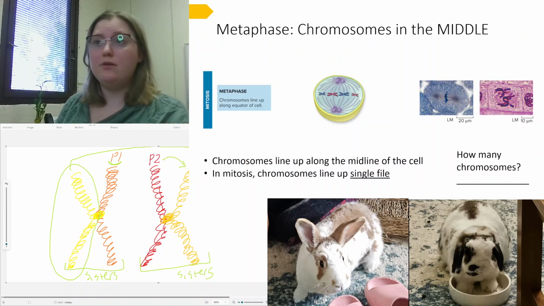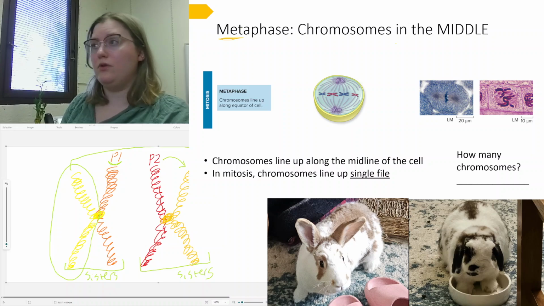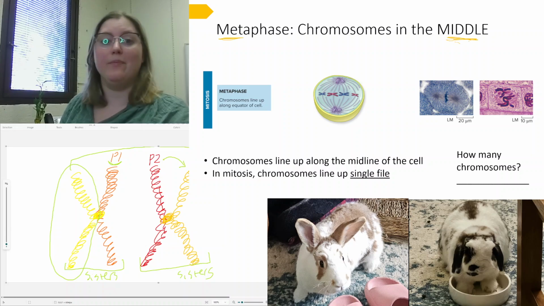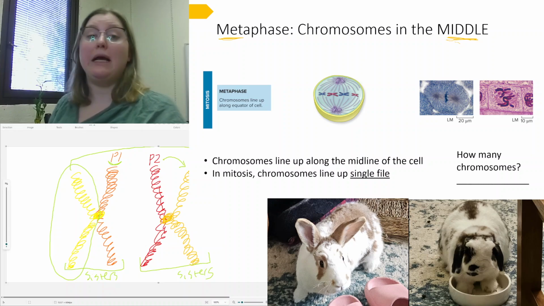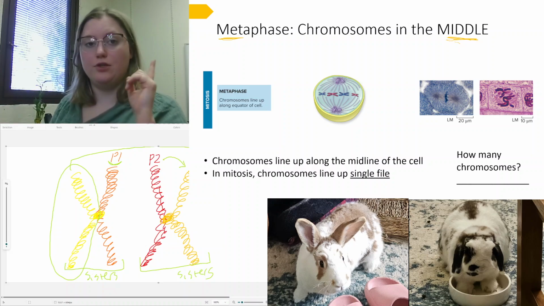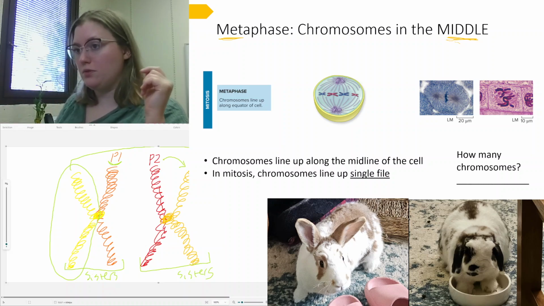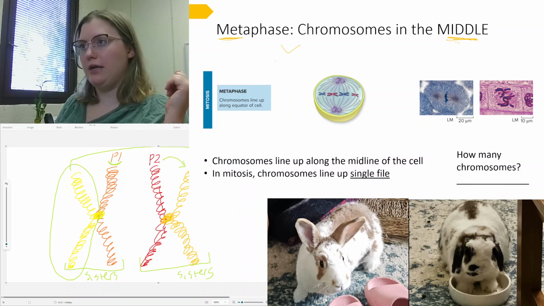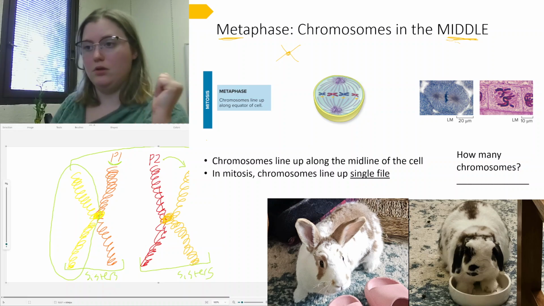Next, we have metaphase. Metaphase, you can remember, is when they're lined up in the middle. Okay. And in mitosis, our chromosomes are lining up single file, just one line of chromosomes. Okay. So here's our line of chromosomes. They are still X's, connected at the centromere. So go ahead and count those. Put your answer in the blank.